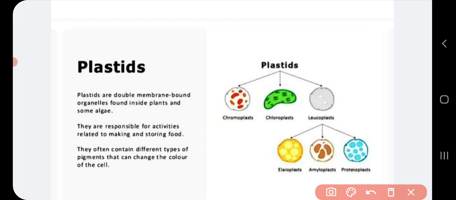Plastids वो double membrane organelles होते हैं जो plant cell के अंदर पाए जाते हैं. They are responsible for activities related to making and storing food. और प्लास्टिड्स को हम फूड स्टोर करने की मशीन कह सकते हैं. जैसे कि माइटोकॉन्ड्रिया को पावर हाउस कहते हैं, तो प्लास्टिड्स food store करने की machine हैं. So these are plastids. Okay.